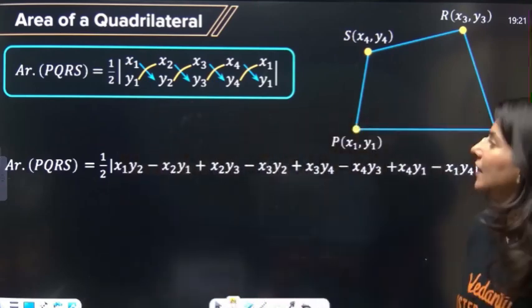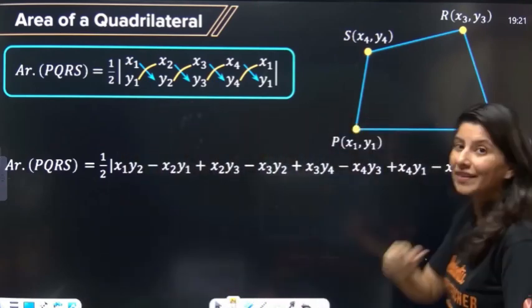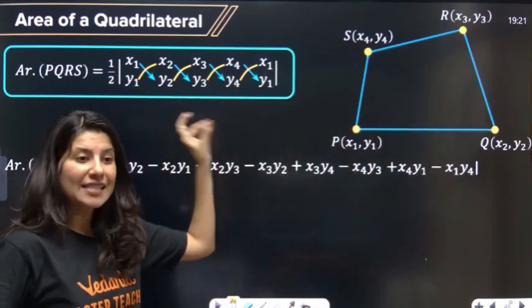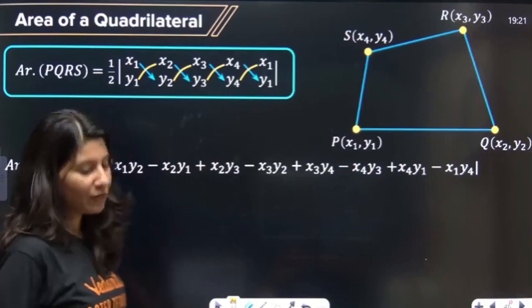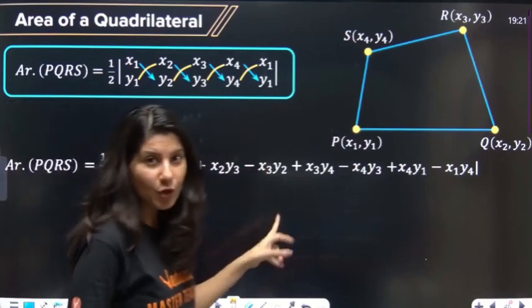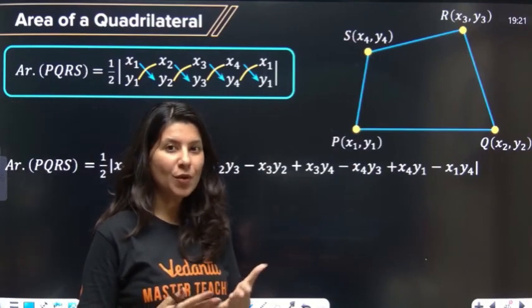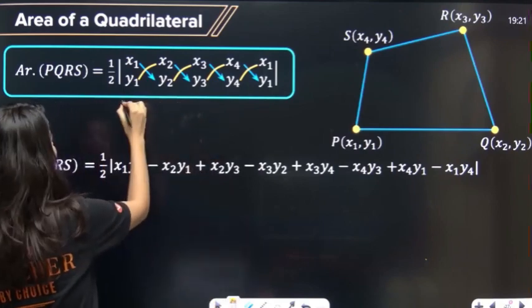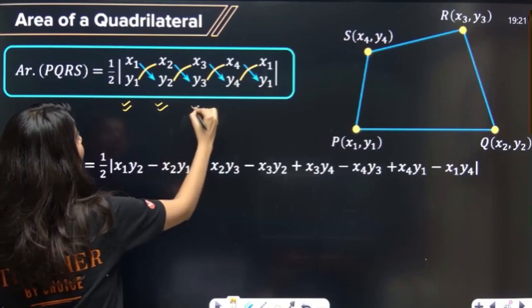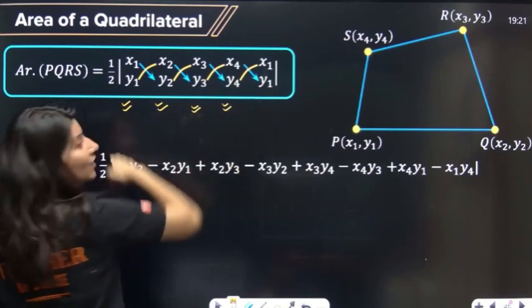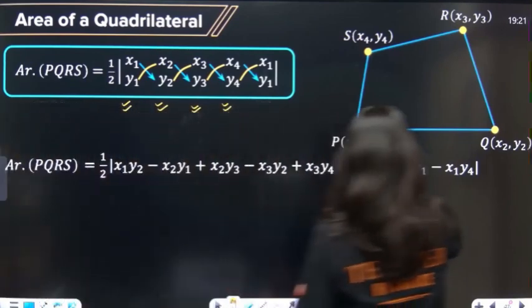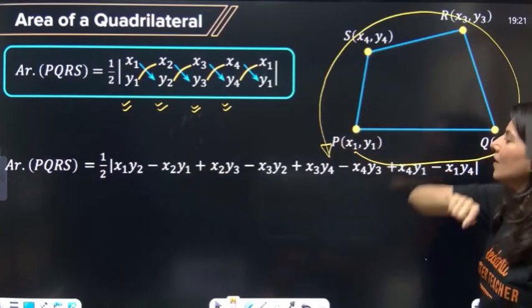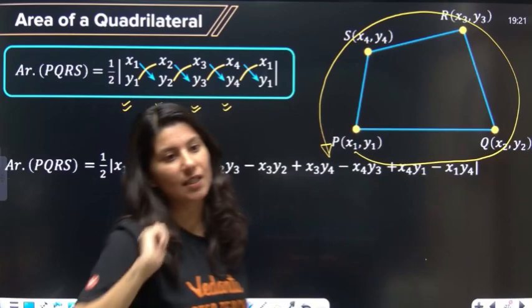All right. Now, can you see PQRS? Remember, I told you the area of a triangle with a different formula. Same thing we are going to do over here. So now we have got 4 points, and if you are having 4 points, there will be 5 rows. Half modulus will also be there. x1, y1, x2, y2, x3, y3, x4, y4 and back to x1, y1. So a complete circle will be there.